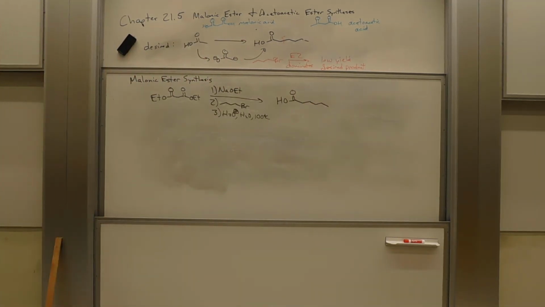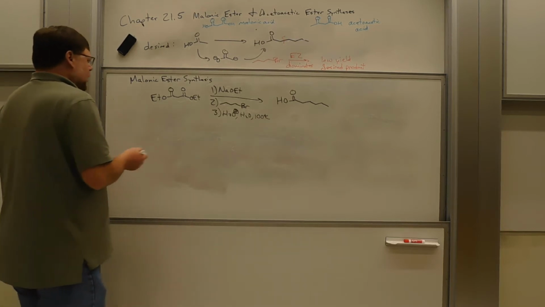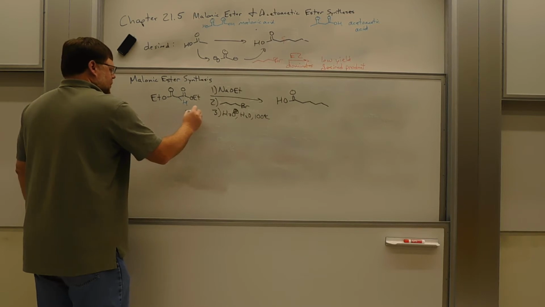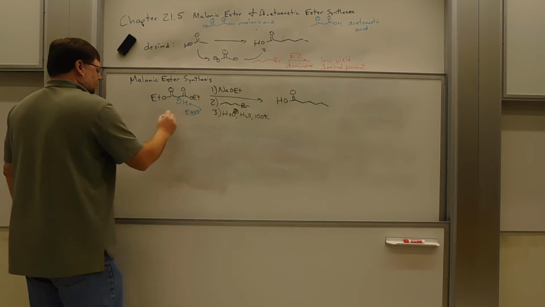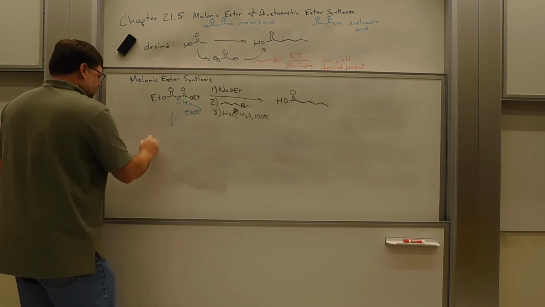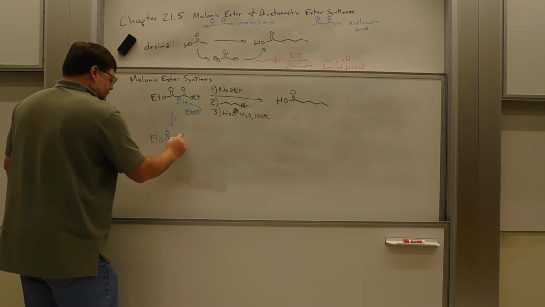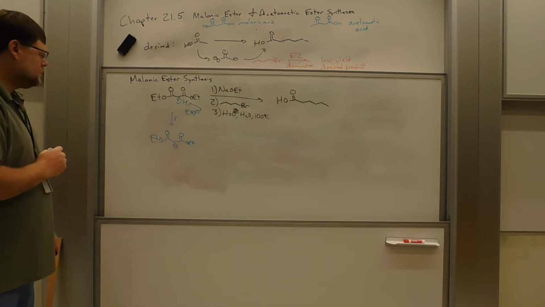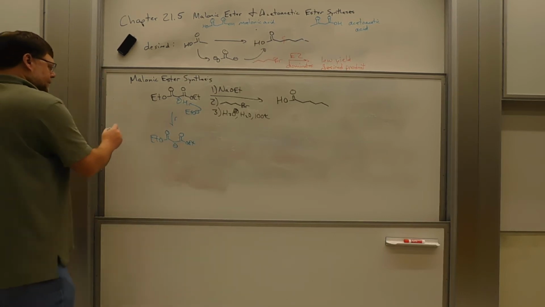All right, let me take you through how that happens. I'm not going to do mechanisms necessarily, except to sort of explain it. All these mechanisms I've presented elsewhere. So step one is just an acid-base reaction. Okay? And this greatly favors the dicarbonyl enolate. Step one.